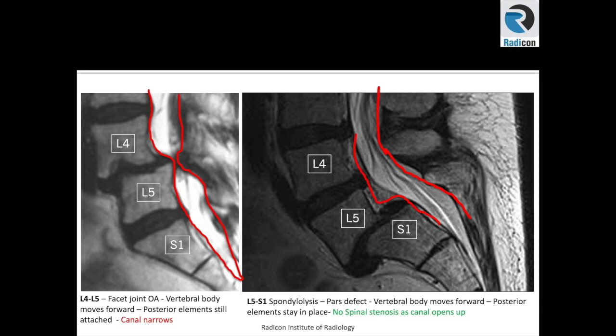While in L5-S1 spondylolisthesis, it is predominantly due to L5 pars defects or spondylolysis. There is a pars defect. The vertebral body moves forward, however, posterior elements are still fixed in place and no spinal canal stenosis is seen at this level.